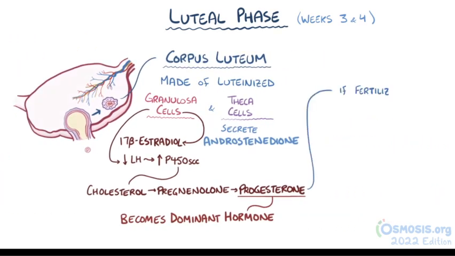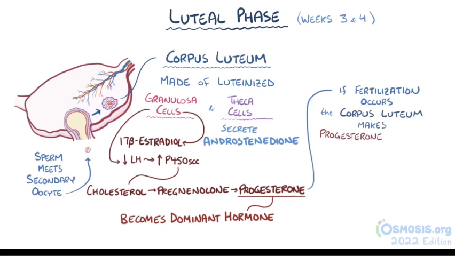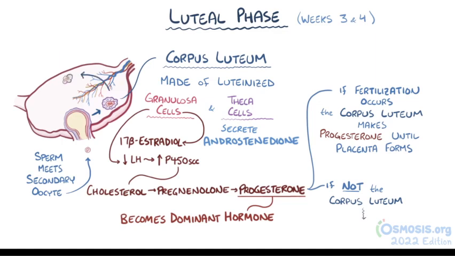If fertilization occurs, meaning if a sperm meets the secondary oocyte, then the corpus luteum continues making progesterone until the placenta forms. If fertilization doesn't happen, then the corpus luteum stops making hormones after around 10 days, becomes fibrotic, and is called the corpus albicans.